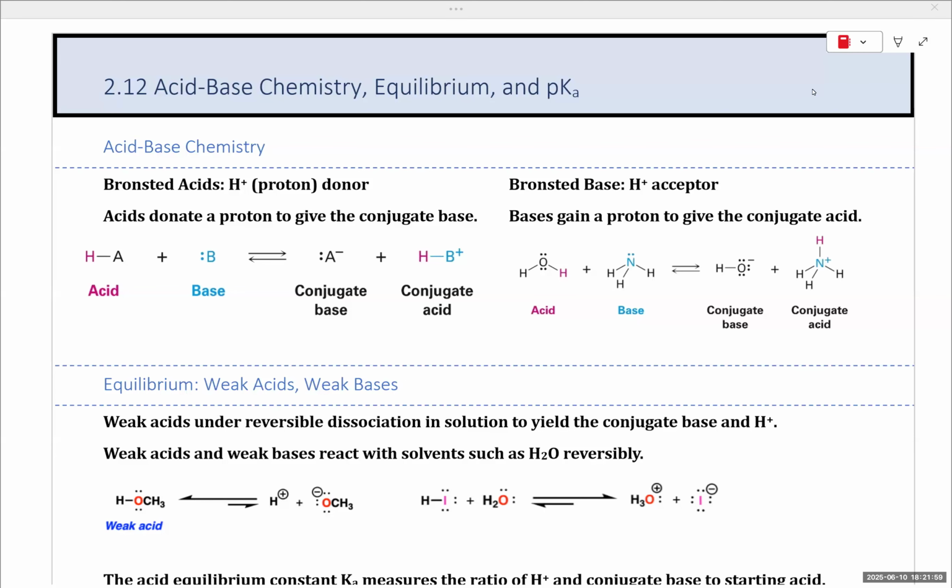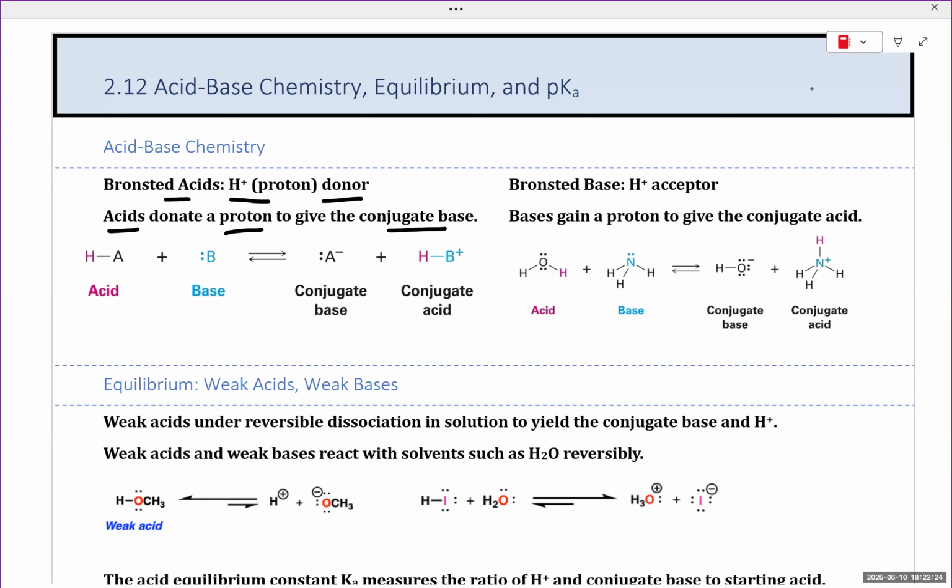Continuing on with the Chapter 2 lecture series, we're now going to be discussing acid-base chemistry, equilibrium, and pKa. So just as a refresher from general chemistry, in terms of acid-base chemistry, Bronsted acids are defined as an H+ or proton donor.